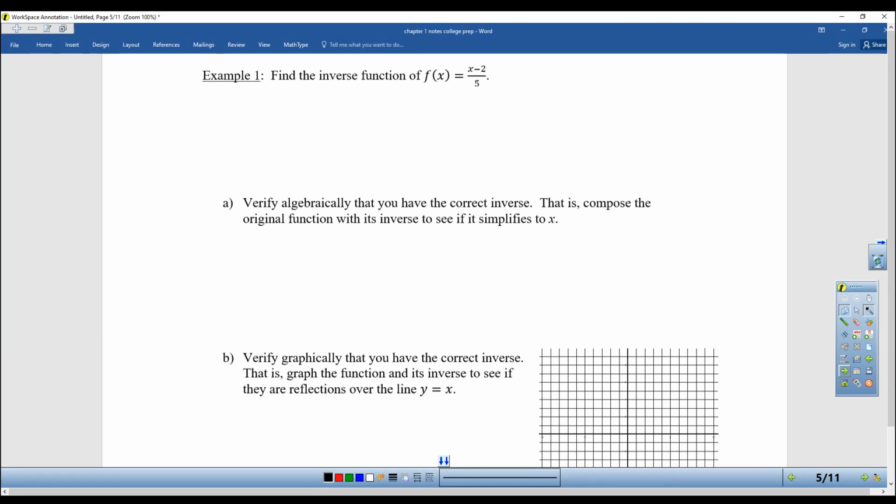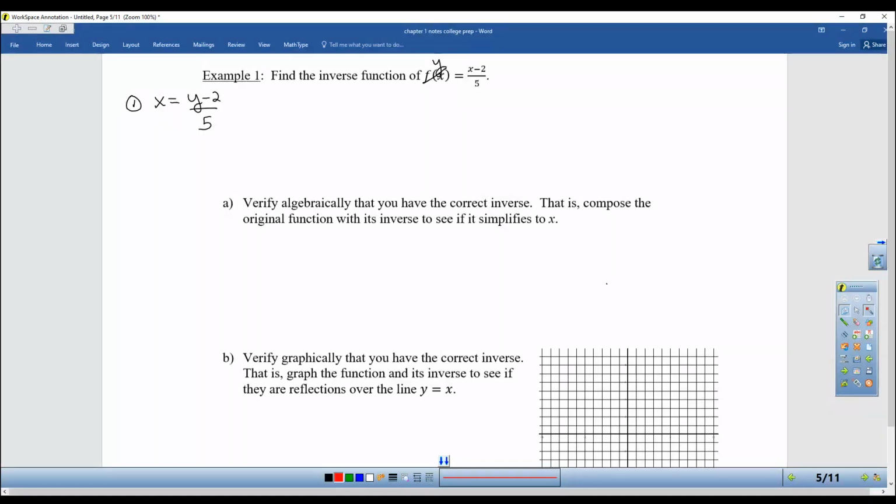So for example 1, we are going to find the inverse, and then we're going to verify it algebraically using the composition of functions. And then we're going to verify it graphically, because remember, it should go right along the line y is equal to x. Okay, so first, finding the inverse. The first step, if it's not already a y, you're going to have to make it into a y. And now step 1 is to switch x and y. So I switch x and y, so now I have x is equal to y minus 2 over 5.